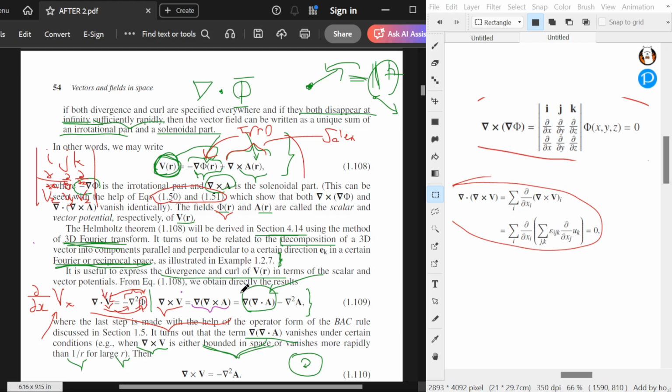Del. Do I need to really use the epsilons here? Is that what's going on here? I don't really want to. Gradient of this, where the last step is made with the help of the operator form of the BAC rule.